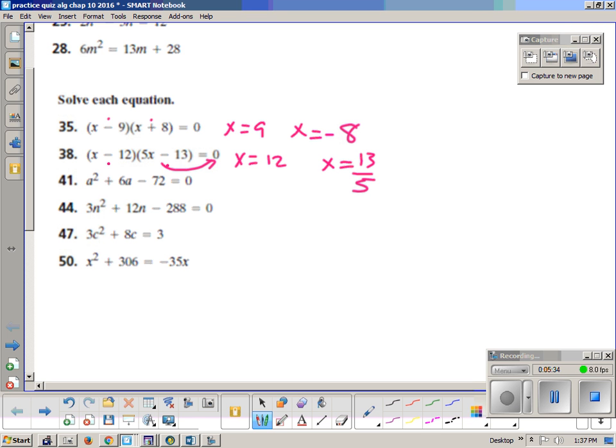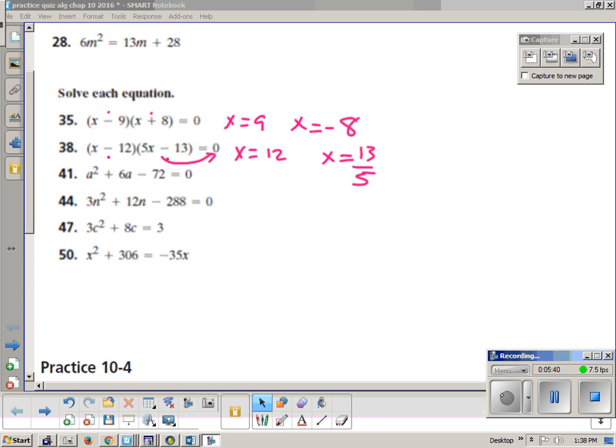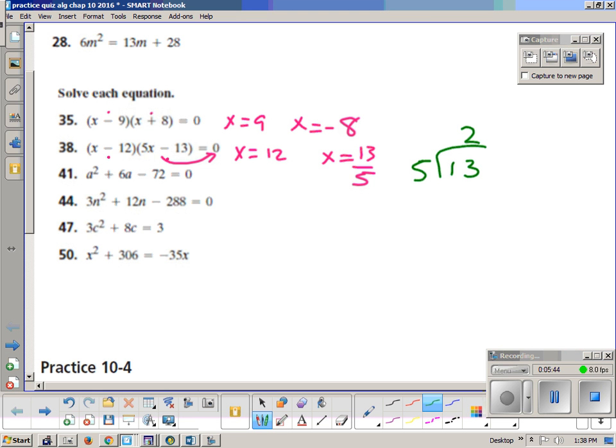And now we're into 41 through 42. This one here, you could have 2 and 3/5 as an answer. And if you do the division here, 5 goes into 13 two times, with 3 left over, so 3 fifths would be 0.6. So 2.6, x equals 2.6 is also acceptable.